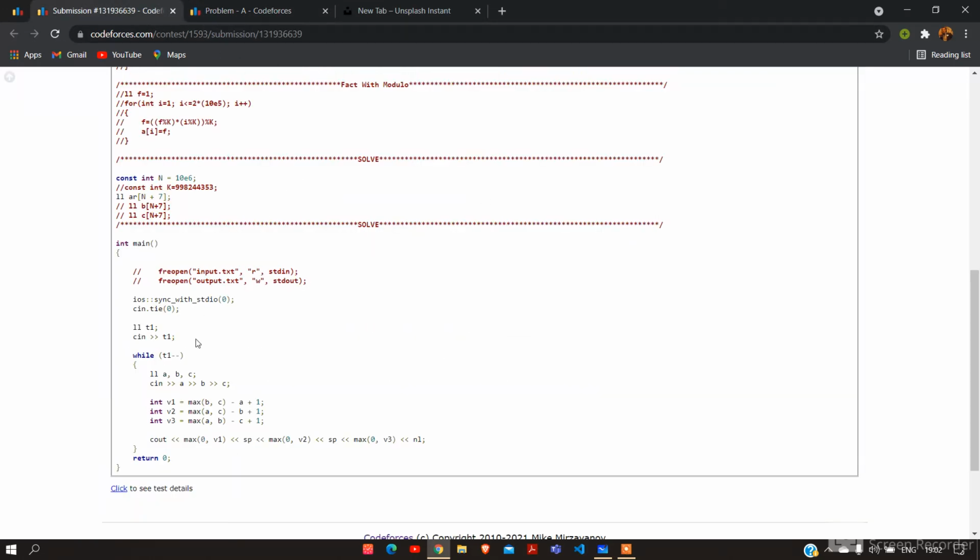So here is the code. You can see we have taken input A, B and C, then value V1 as the total number of votes that should be added to A, V2 as added to B, V3 as the total number of votes that should be added to C, and now we print max of 0 comma V1, max of 0 comma V2, max of 0 comma V3. Here we are taking max of 0 comma V1, as I have already explained that if the number of votes to be added comes non-negative, then it will print that value, otherwise it will print 0.